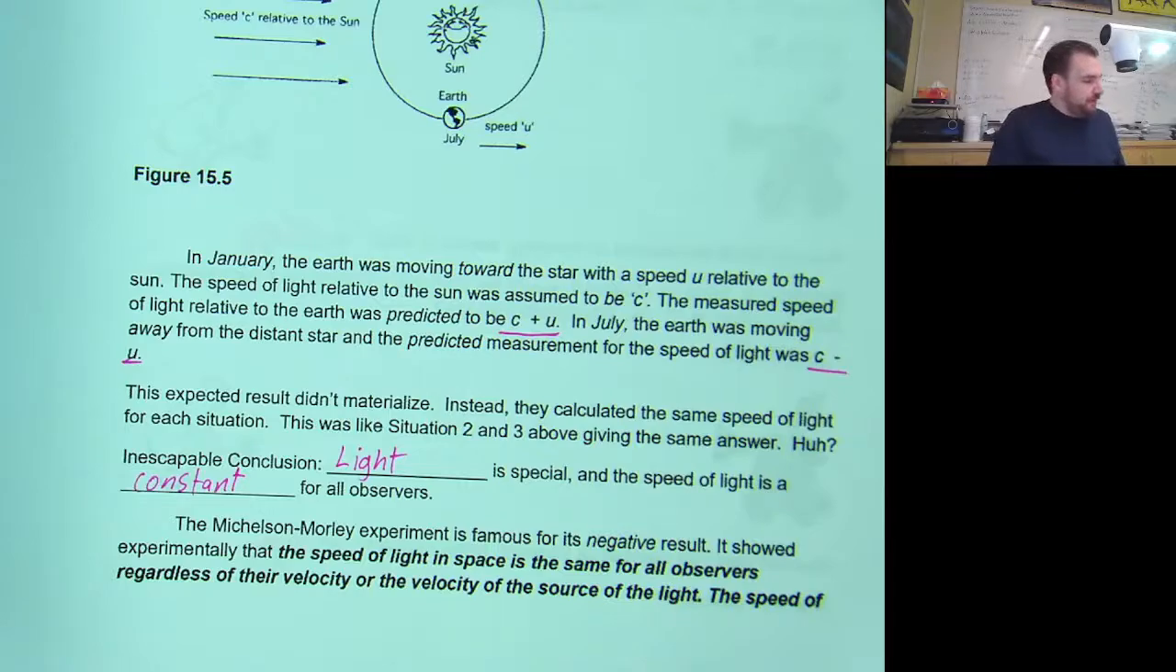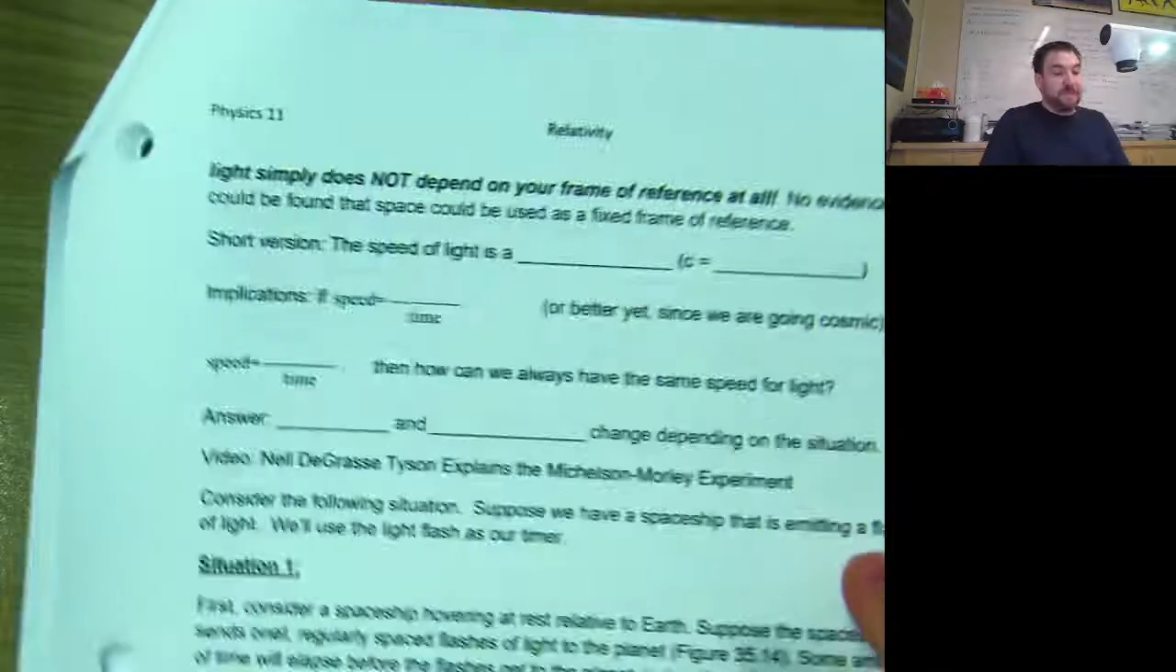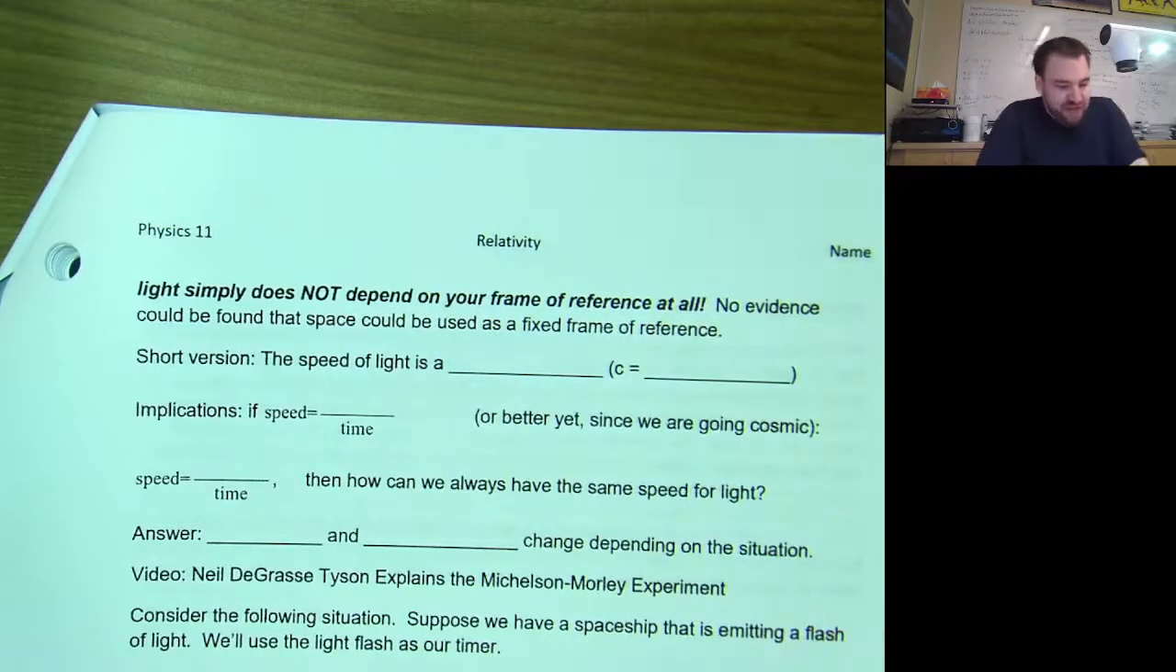The speed, flip the page, of light simply does not depend on your frame of reference. No evidence could be found that space could be used as a fixed frame of reference.